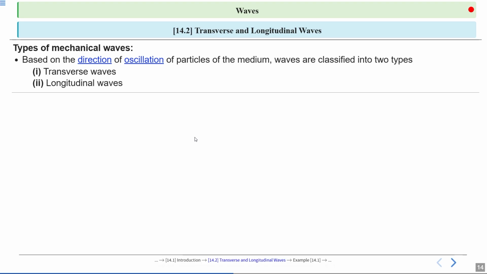The second type is longitudinal waves. The particles of the medium move back and forth in the same direction as the wave travels. Sound waves in air are a classic example. Air molecules vibrate back and forth as the sound wave moves forward.